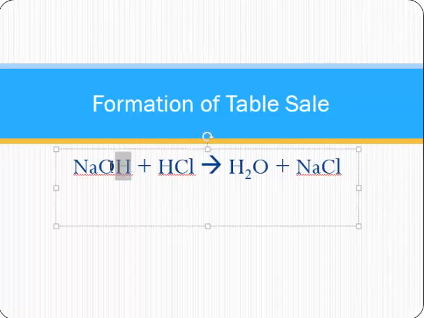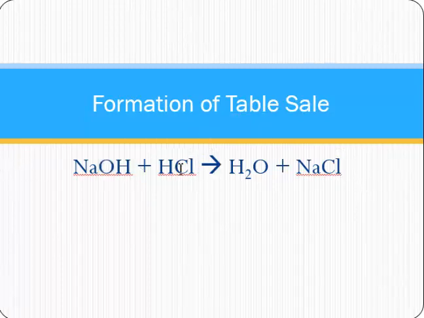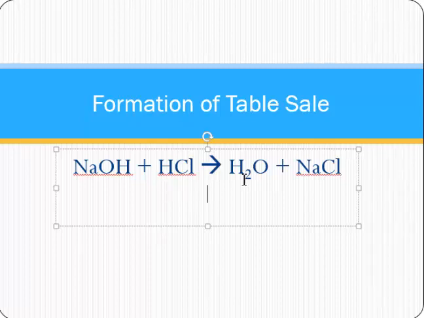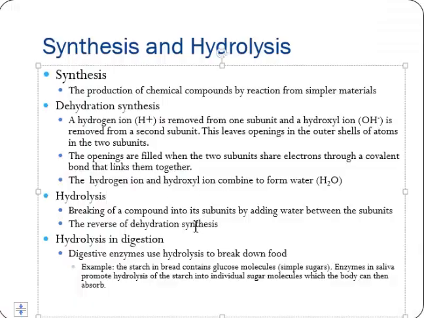Well, this OH, which is called a hydroxyl, and this hydrogen ion, this H, are combined to form the water, and what's left over is this Na, that's sodium, and this Cl, that's chlorine, and they eventually combine. That's why it's called dehydration synthesis.